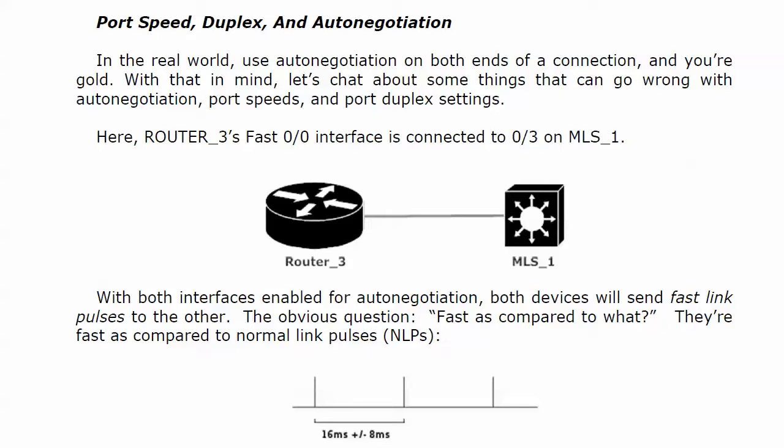One difference on the board right now and what you're going to see in the lab is that router 3 is still connected to 0/7 on MLS1. Makes no difference as far as the actual operation goes.